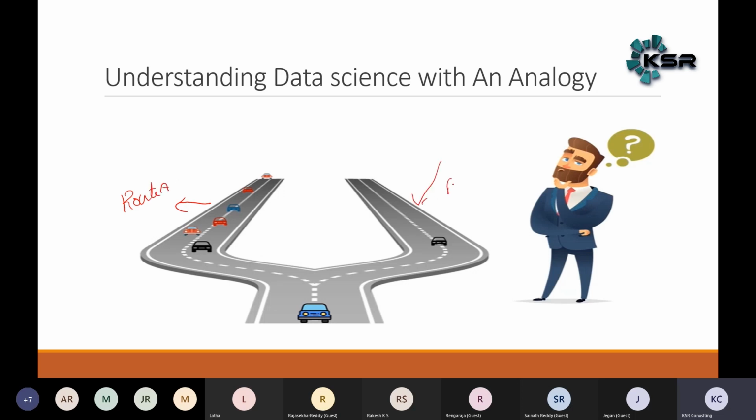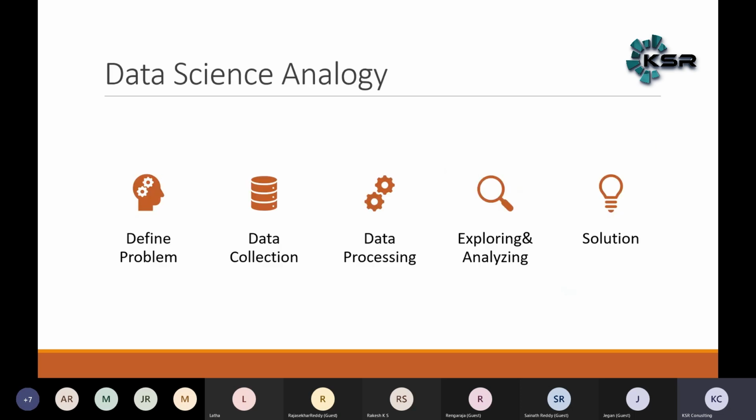This is the route B. It is the route A and it is the route B. Now he is thinking which is the fastest to do the work. Does route A is the fastest to do the work, or does route B is the fastest to do the work? So what are we going to do?